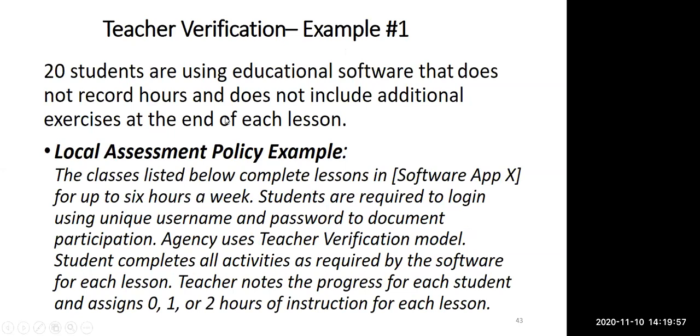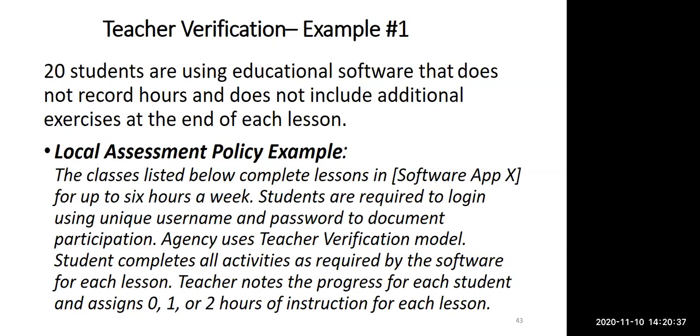So here's the teacher verification example. In this example, we're using educational software, but the software does not record hours and does not include any additional activities. So we're requiring the teacher to observe everybody. We're listing which classes are completing lessons in this specific software. Again, we're stipulating how students are logging in, so we know the student really and truly did this. So we're point blank saying we're using that teacher verification model.